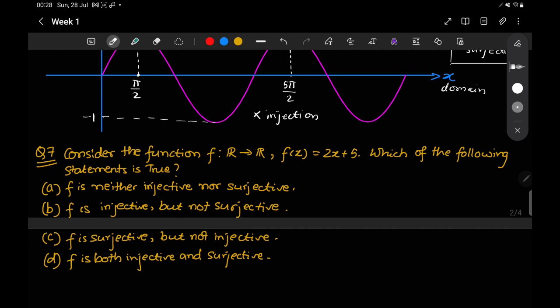Option A, f is neither injective nor surjective. Option B, f is injective but not surjective. Option C, f is surjective but not injective. And option D, f is both injective and surjective. Okay, so take a few minutes to answer in the poll.